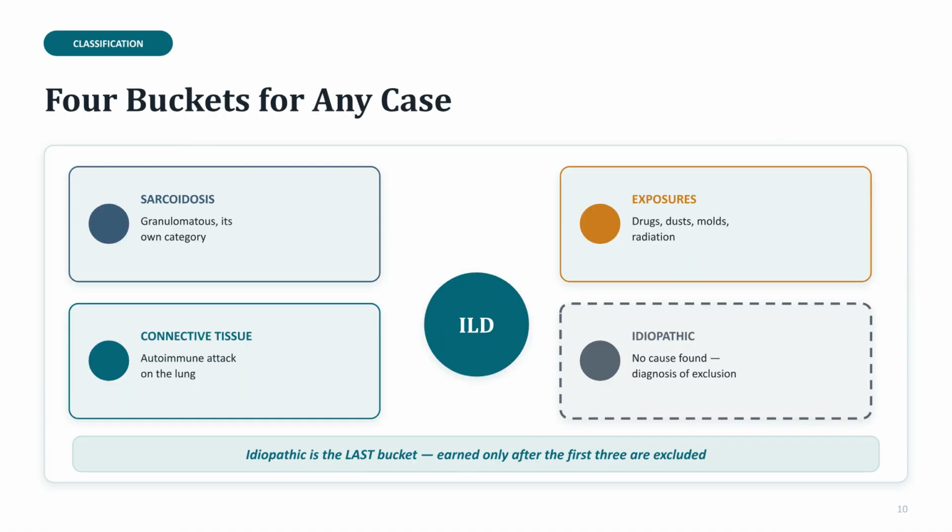Now the framework that tames the list. Sort every case into 4 buckets. 1. Sarcoidosis, a granulomatous disease of its own. 2. Exposures, drugs, dusts, molds, and radiation. 3. Connective tissue disease, the lung as a target of autoimmunity. And 4. The idiopathic interstitial pneumonias, disease with no identified cause. Here is the discipline. Idiopathic is the last bucket for a reason. You only earn it after the first 3 are excluded.